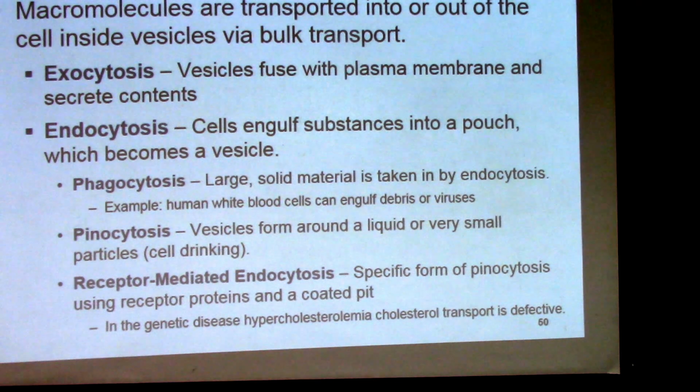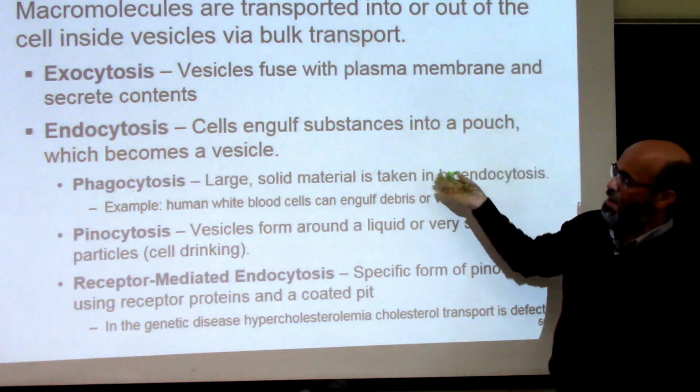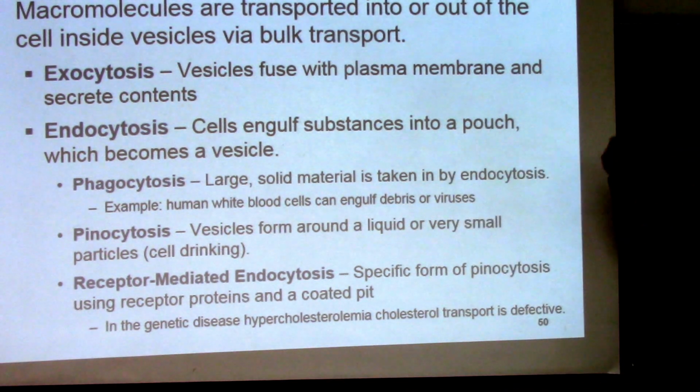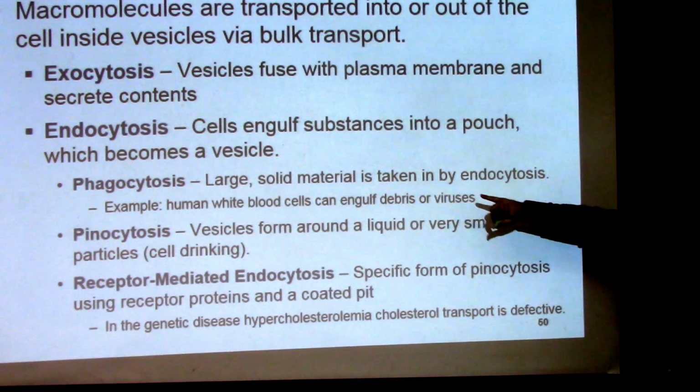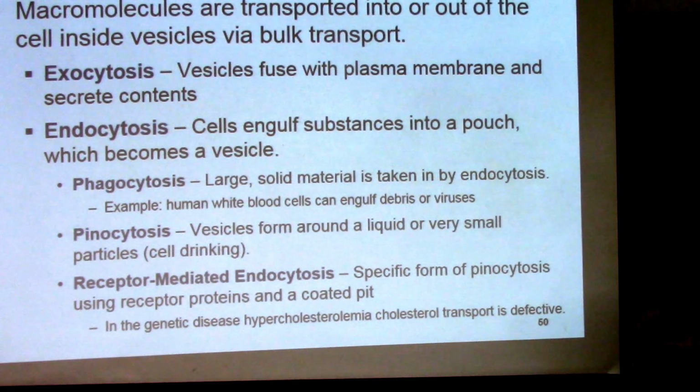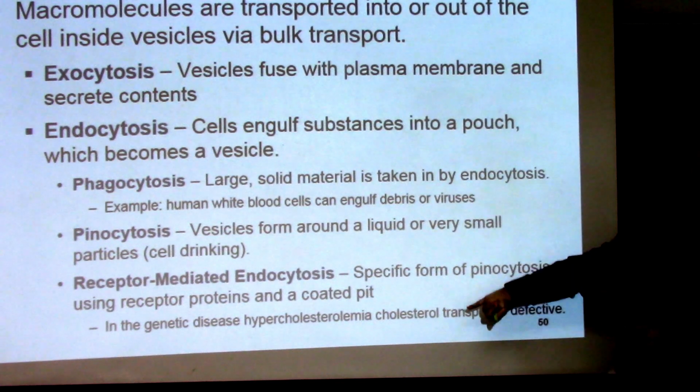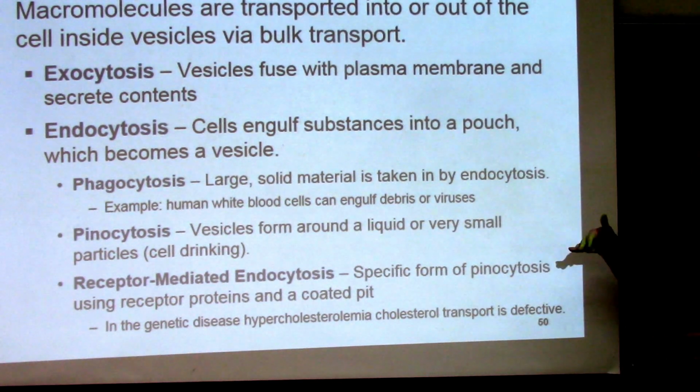The same is the condition in case of exocytosis and endocytosis. Endocytosis is to bring things inside. There are certain categories or certain types of endocytosis when things are brought in.